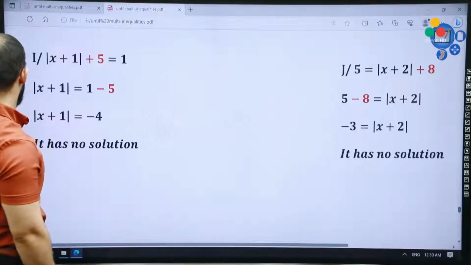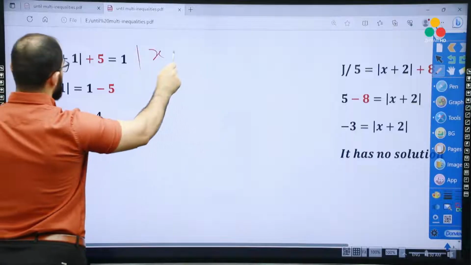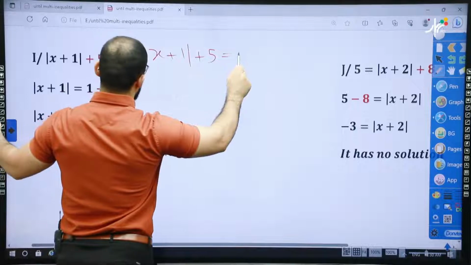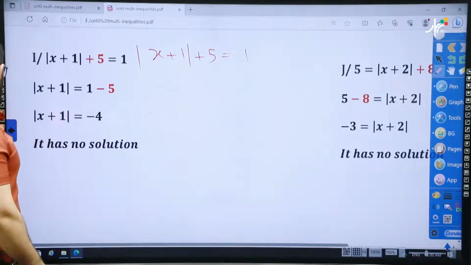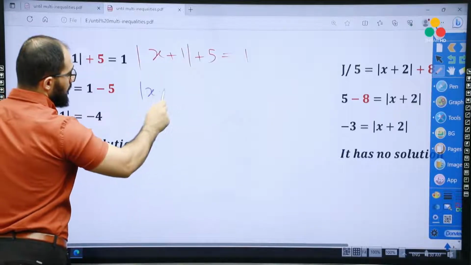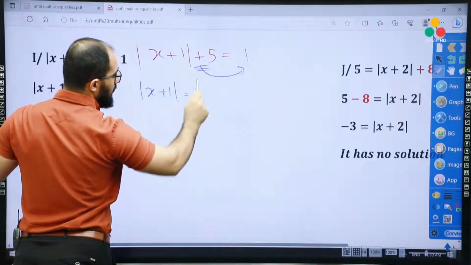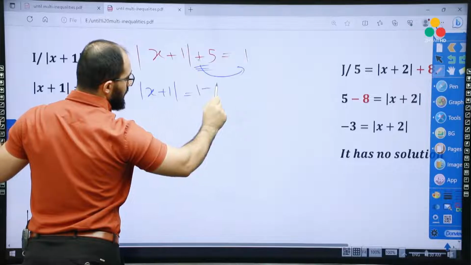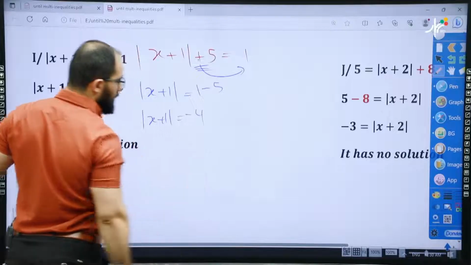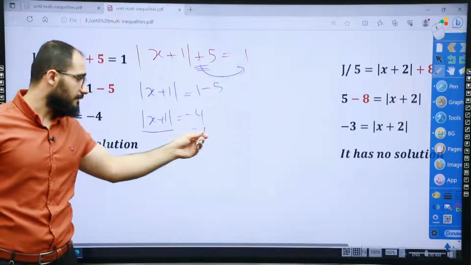Then we have two more examples. The first one is the absolute value of x plus 1, plus 5, is equal to 1. Let's simplify that equation. The positive 5, move it to the other side, it's going to be minus 5. Then the absolute value of x plus 1 is equal to negative 4, because the absolute value is equal to a negative number.